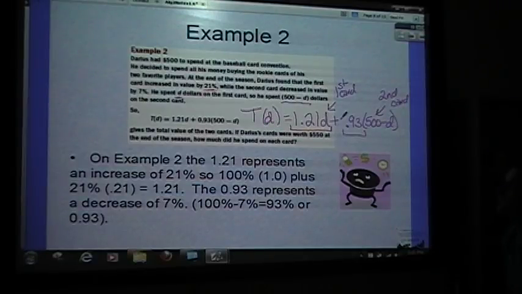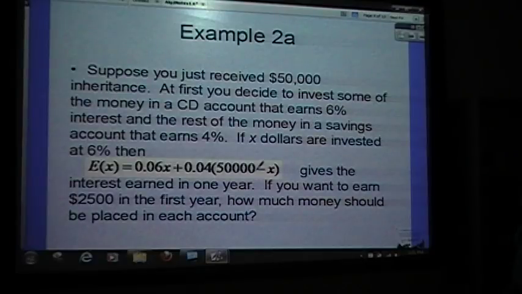So always start with 100 and add or subtract the percent gain or loss. Okay, I just want to talk to you about what that formula meant in example 2. Now this is example 2A. It's very similar to the baseball card example that was in your textbook, but a little bit different.